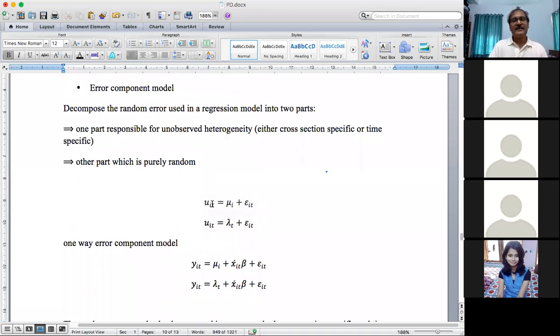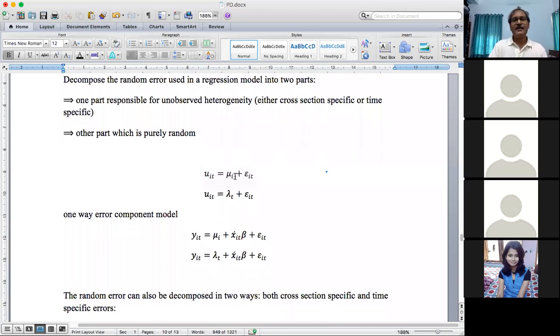So this random error is decomposed in this way: U_it equals mu_i plus epsilon_it, or U_it equals lambda_t plus epsilon_it. So this is the total error, and we are decomposing it. This is the first component, this is the second component. In the first component, just try to understand, we have used only the suffix i. That is, this component varies only across the cross-section unit, not over time. Similarly, in the second formulation, we have written only the suffix t, not i. So in this formulation, the heterogeneity varies over time, not across the cross-section unit.